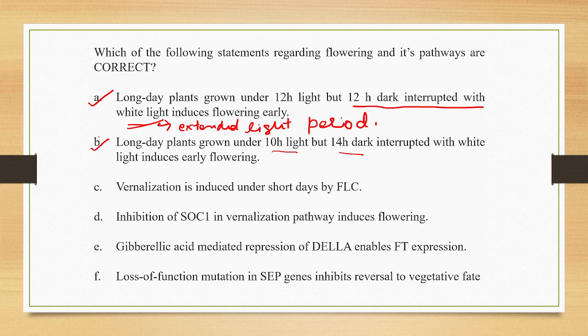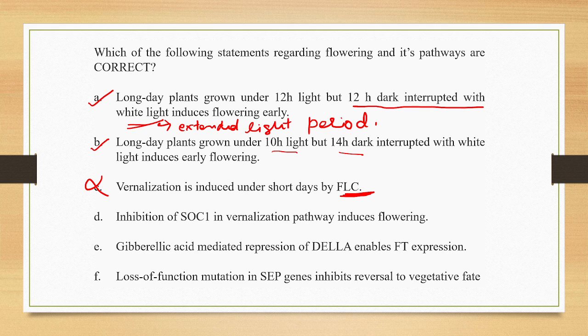Then vernalization is induced under short days by FLC. Now this is an incorrect statement. Why? Because vernalization is the process by which prolonged cold induces flowering. Okay, prolonged cold induces flowering. So it actually works by repressing the flowering locus, that is FLC. So vernalization happens by repressing the flowering locus C. So it is not induced by FLC. So this is just the opposite statement. So it is a wrong statement.